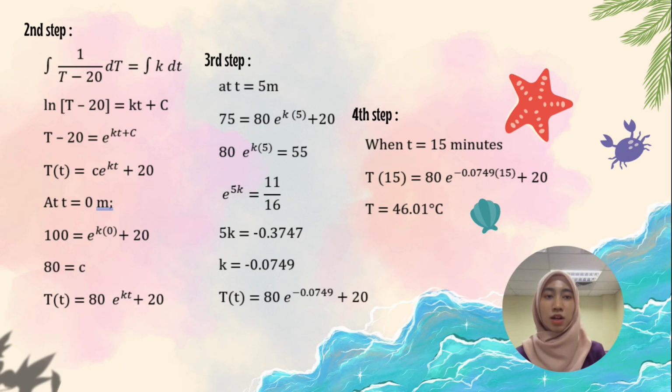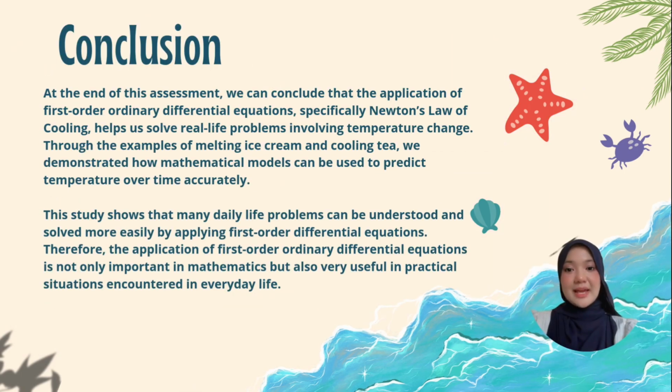And then to answer the question, when t equals 15 minutes, T(15) equals 80e to the power of negative 0.0749(15) plus 20. And then we get the T value, which is 46.01 degrees Celsius.